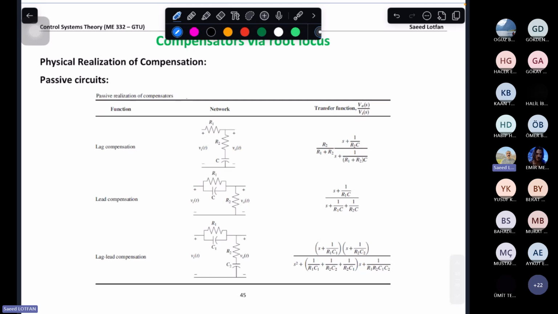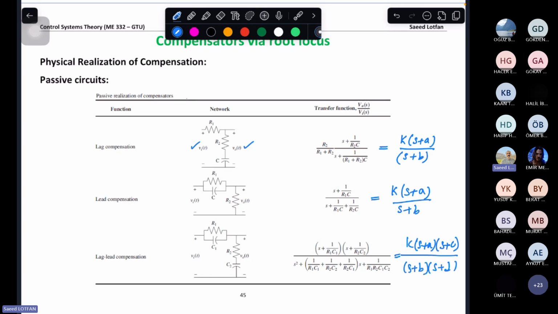About passive circuits, as you can see, we don't need any operational amplifier, but we can choose simple networks from input voltage to output voltage before the plant part. This is equal to K S plus A over S plus B. You can see that pure integration is not possible here, you don't have 1 over S. And this is also K S plus A, S plus C over S plus B, S plus D, which is lag lead compensator. These passives are just able to do lag, lead and lag lead. We don't have the possibility to show PI, PD, or PID here because they are using passive circuits, okay?